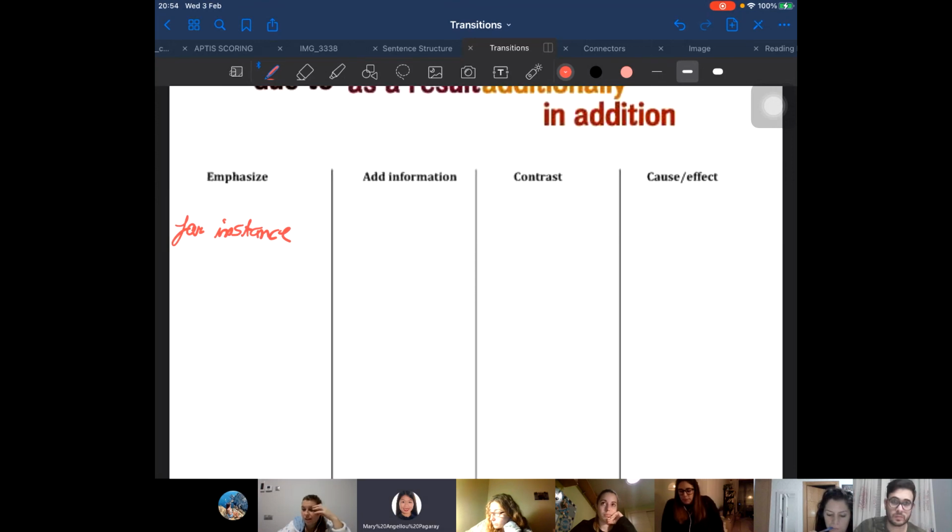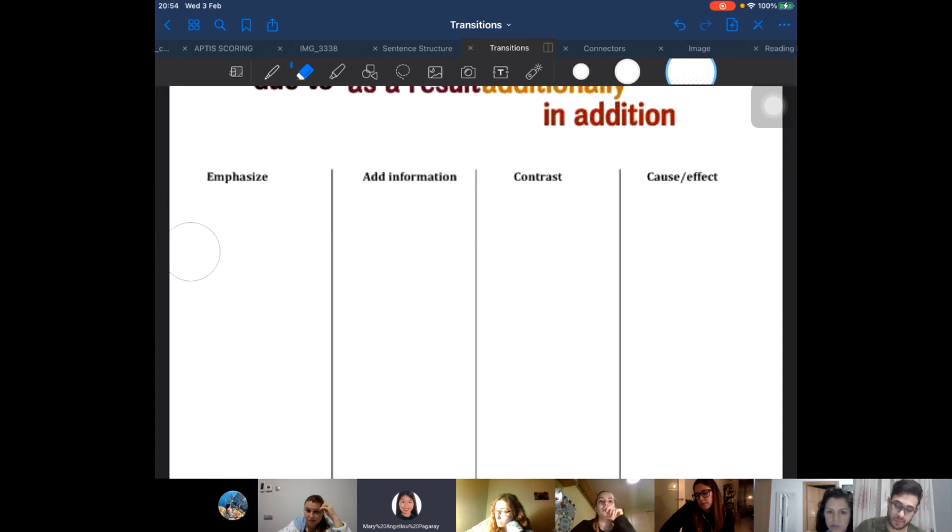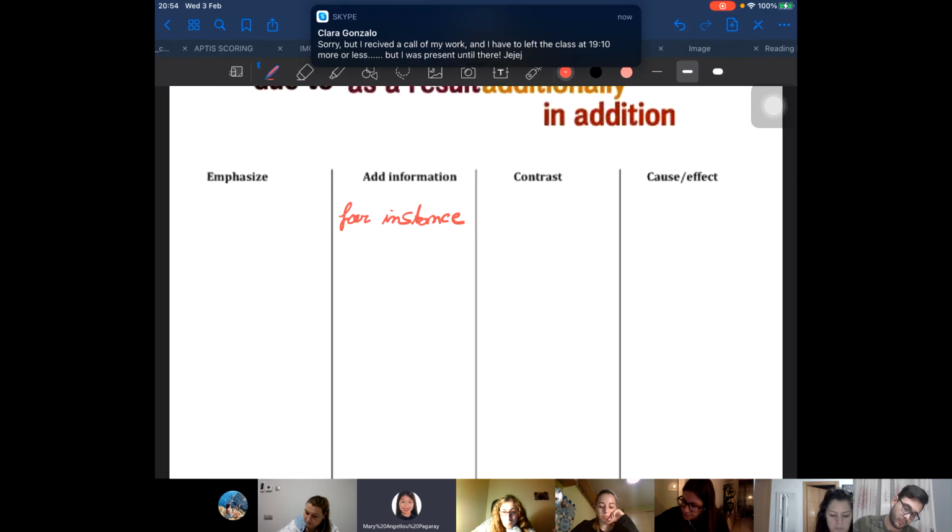Or cause and effect, I don't know well. For instance, it's like for example, okay? So that is adding information. If I say, for example, it's to give an example, so it's additional information, okay? For instance. And what was the second one?